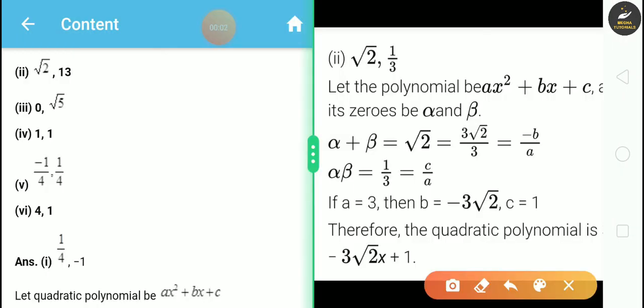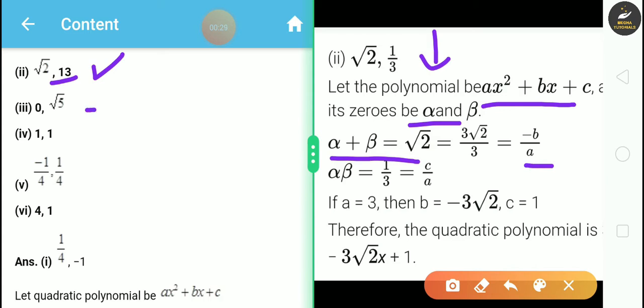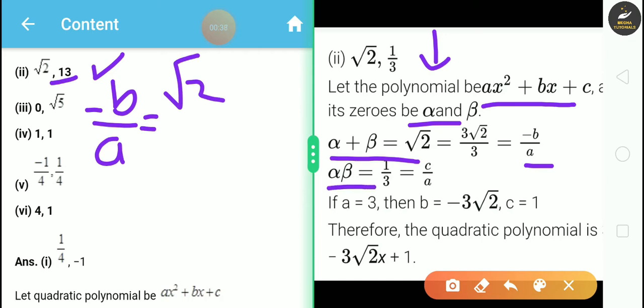Question number 2. Sum of zeros is root 2 and product of zeros is 1 upon 3. It is given as 13, which is a printing mistake. So let us start with the solution. Let us assume the given polynomial is ax square plus bx plus c, and alpha and beta are the zeros of this polynomial. It is given that alpha plus beta is root 2, which means minus b upon a is root 2, and alpha into beta is 1 upon 3, that is c upon a is 1 upon 3.